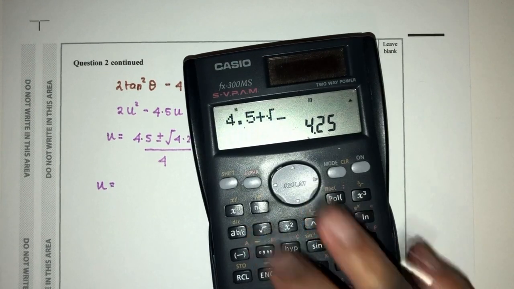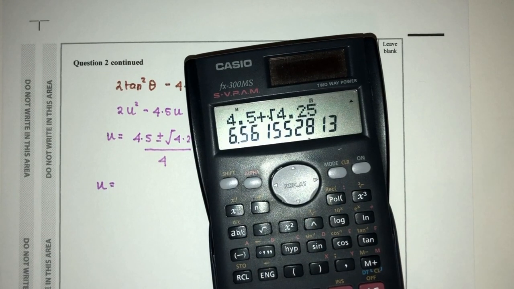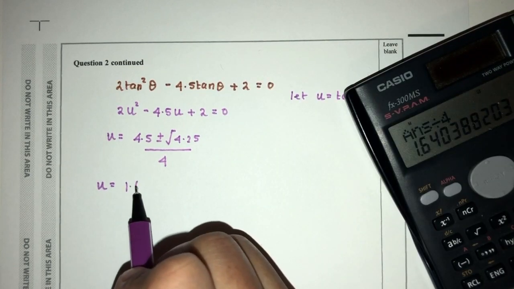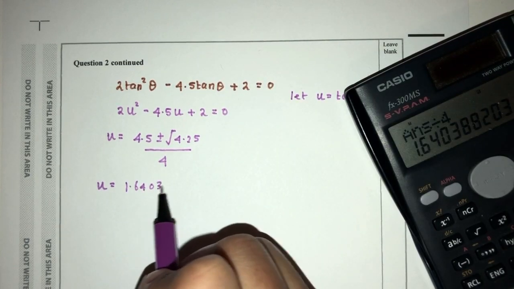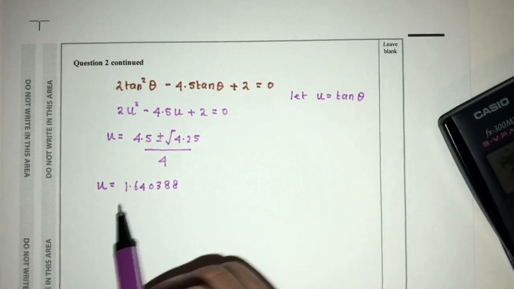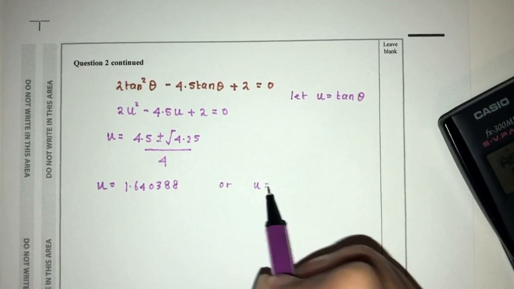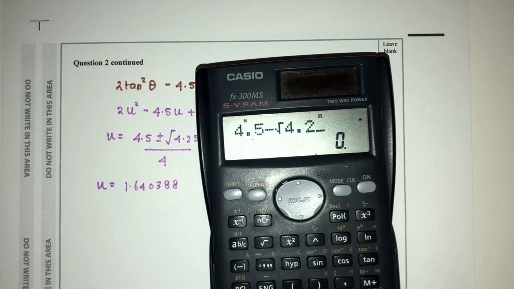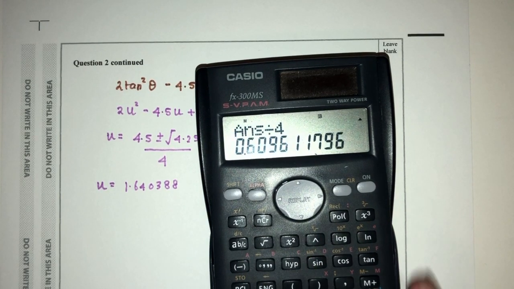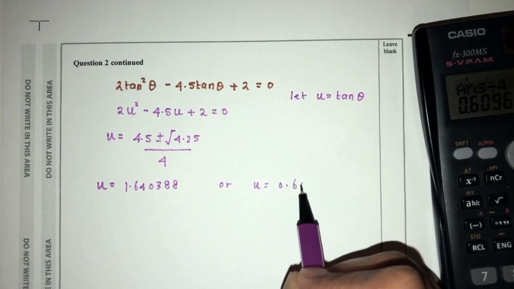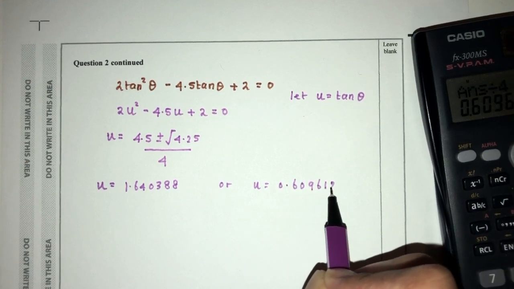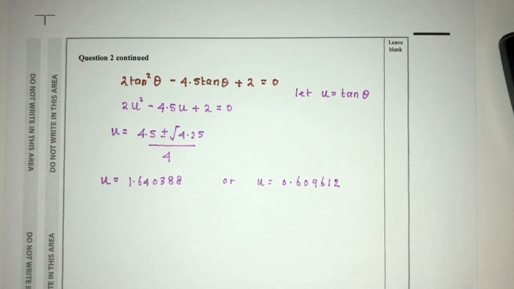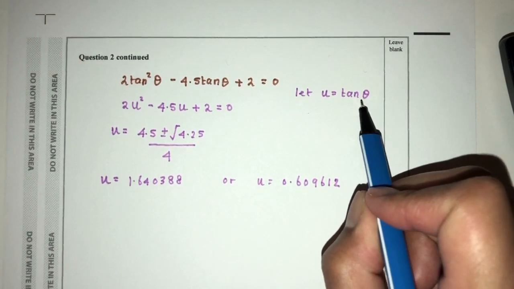4.5 plus root of 4.25 divided by 4. That will be 1.640388, or it can be 4.5 minus root of 4.25 divided by 4, 0.609612. So we have 2 values of u. Now again, we're not trying to find the value of u, we're trying to find the value of theta.